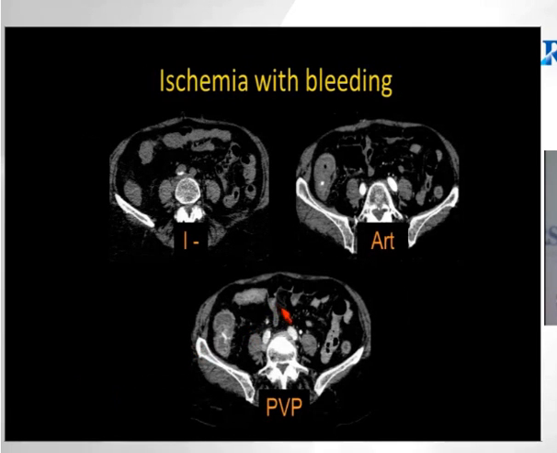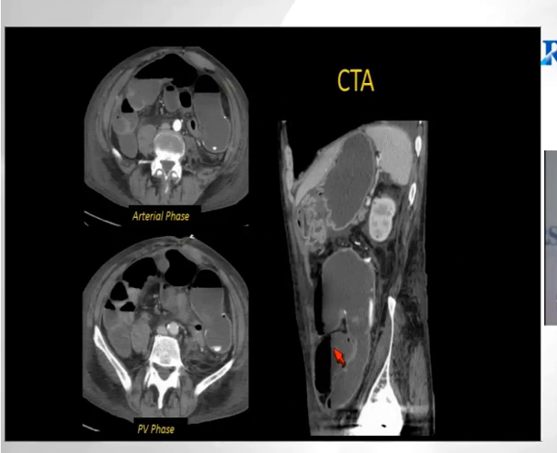Other less common causes in our experience: this patient has pre-existent wall thickening, as you see here, ischemic in nature. Non-contrast, arterial, and portal venous phase images show a blush of contrast arising from this loop of right colon. The patient at this point was taken to the operating room, resected, and was found to have an ischemic segment of colon that had undergone necrosis and was bleeding.